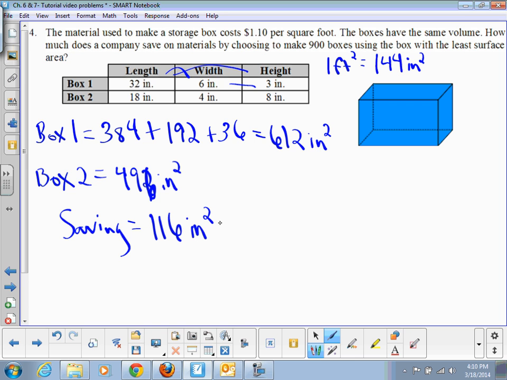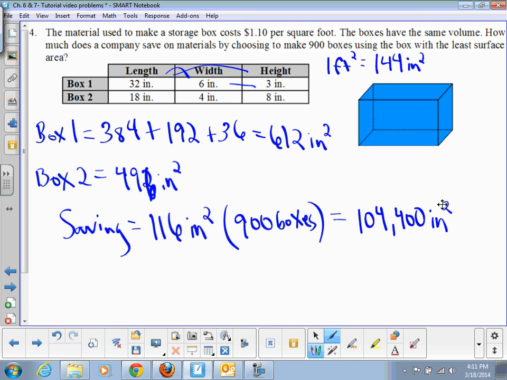But we're not done because we want 900 boxes. So if you save that much for each box, and there's 900 boxes, we're going to multiply 900 times 116. So we find out that's 104,400 square inches saved.